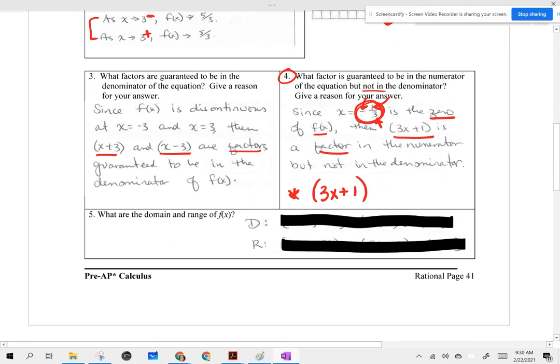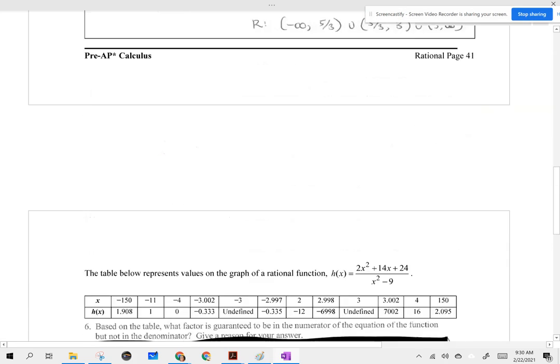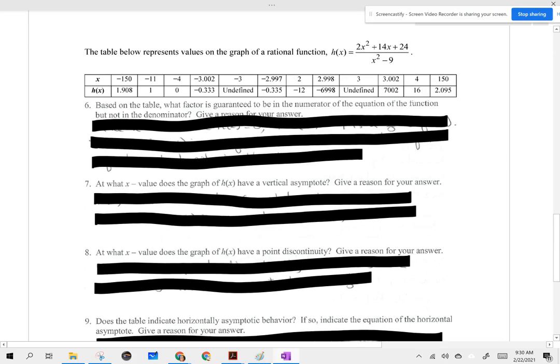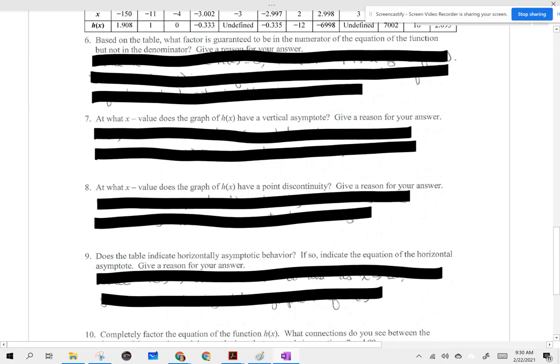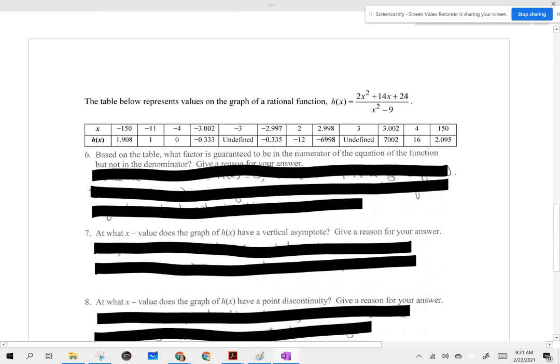All right, number 5, domain and range. And here is the domain and the range. All right, now we're going to look at it from a table. Let's take a look at number 6. Actually, you guys answer questions 6, 7, 8, 9, and 10, and then I will go through them.